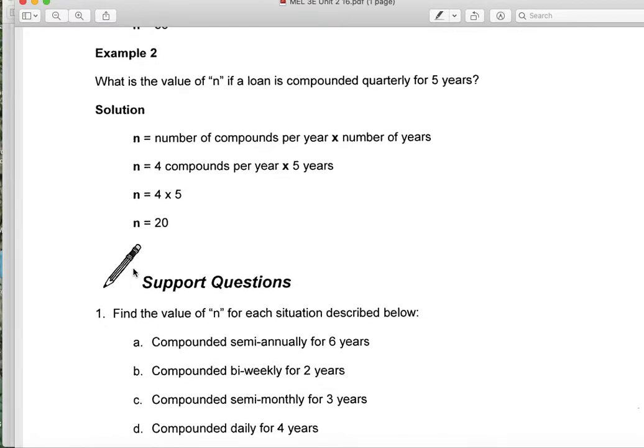Example 2 says, what is the value of N if the loan is compounded quarterly for 5 years? So quarterly, what does that mean? How many times in a year? Quarterly is 4 compounds in 5 years, which is given in the question. So you would have to multiply 4 times 5 to get 20. So this N value would go into your A equals P times 1 plus I to the exponent N equation.